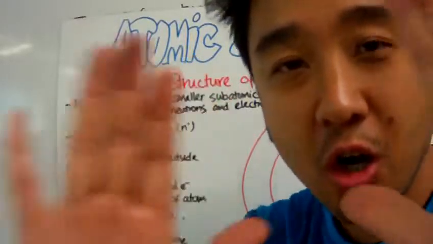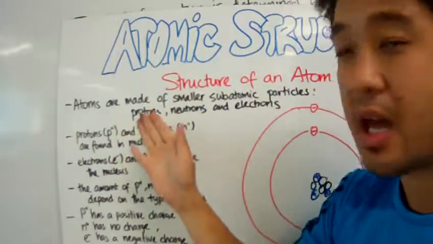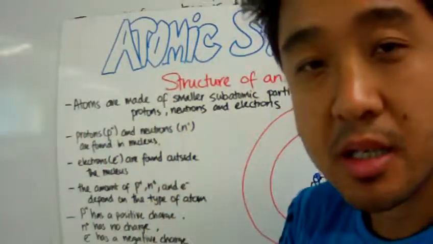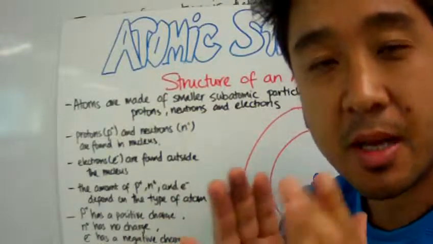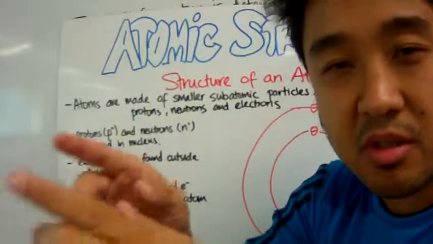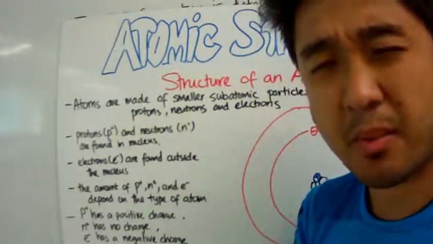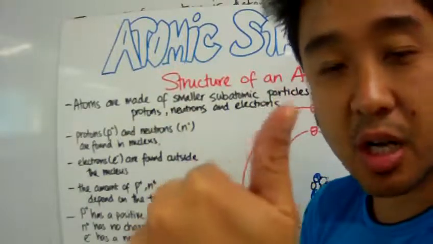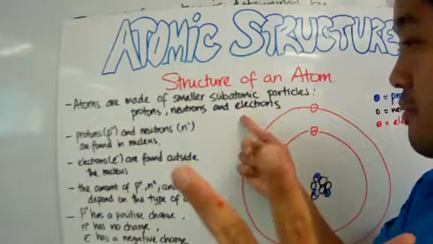Let's take a closer look at the atom. Now, atoms are made of smaller subatomic particles, right? Subatomic particles means smaller than the atom. So, what are these subatomic particles? These subatomic particles are called protons, neutrons, and electrons.